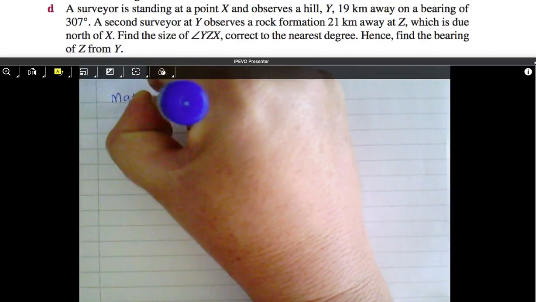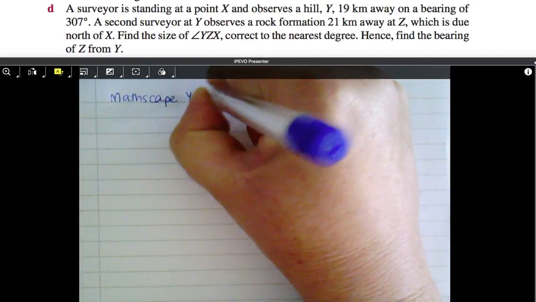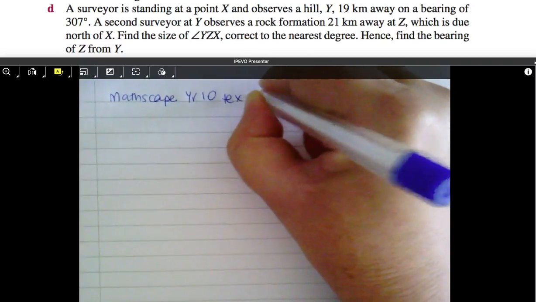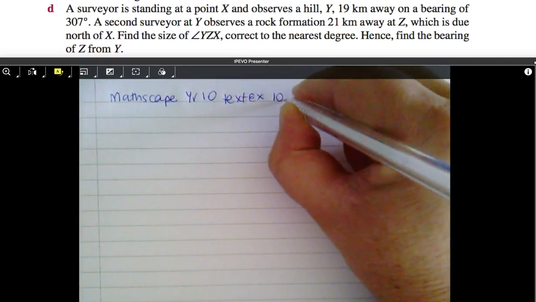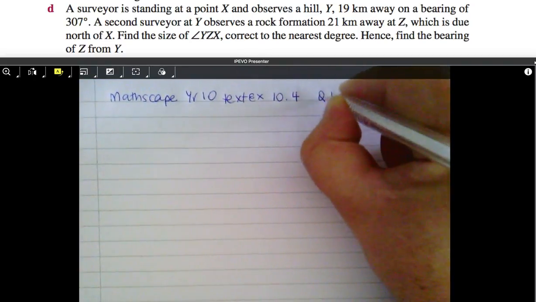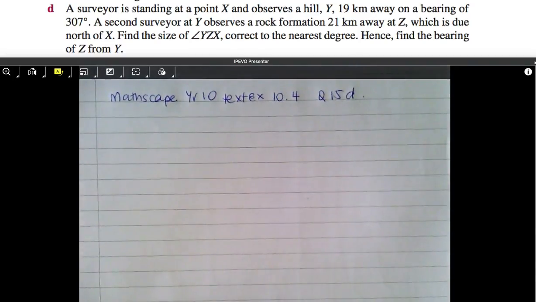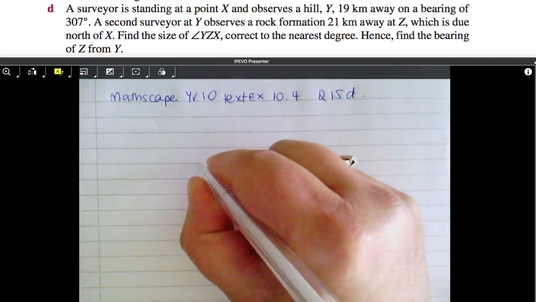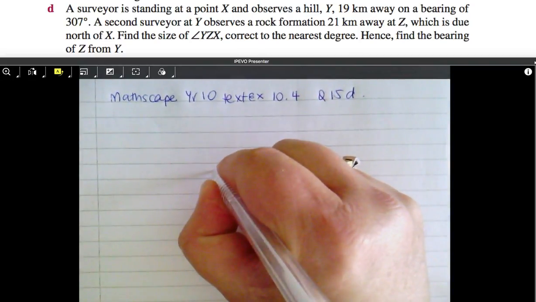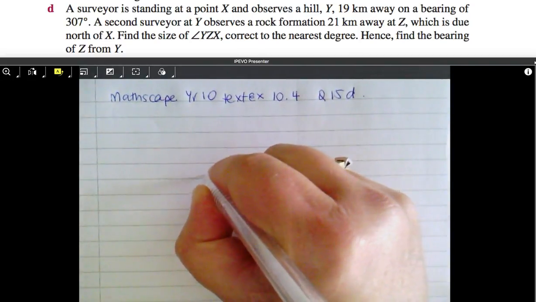These are homework problems, Mathscape Year 10 text, exercise 10.4, question 15D. A surveyor is standing at point X and observes a hill Y 19 kilometres away on a bearing of 307 degrees. So I'm going to put X here.